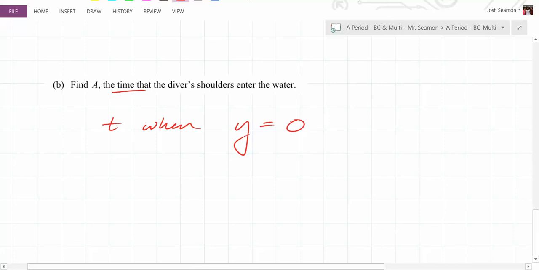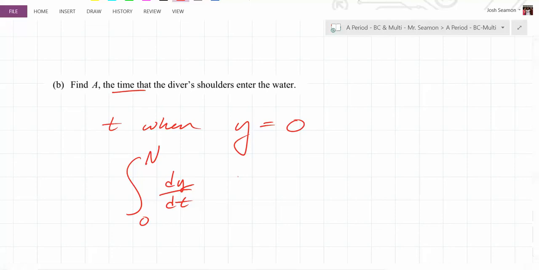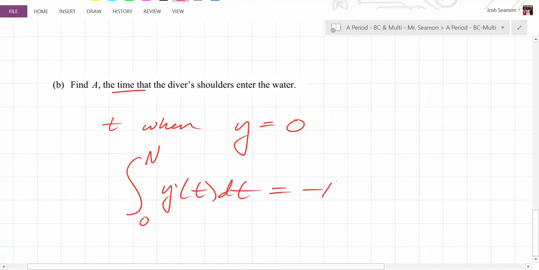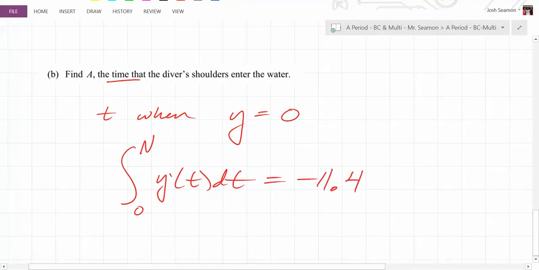0. Yes. So the integral of the vertical velocity, y prime of t dt, is going to be the displacement, which will be negative 11.4. You need negative 11.4 because overall the person needs to go down by 11.4. Correct. So the integral of y prime t dt equals negative 11.4. Yeah, exactly.